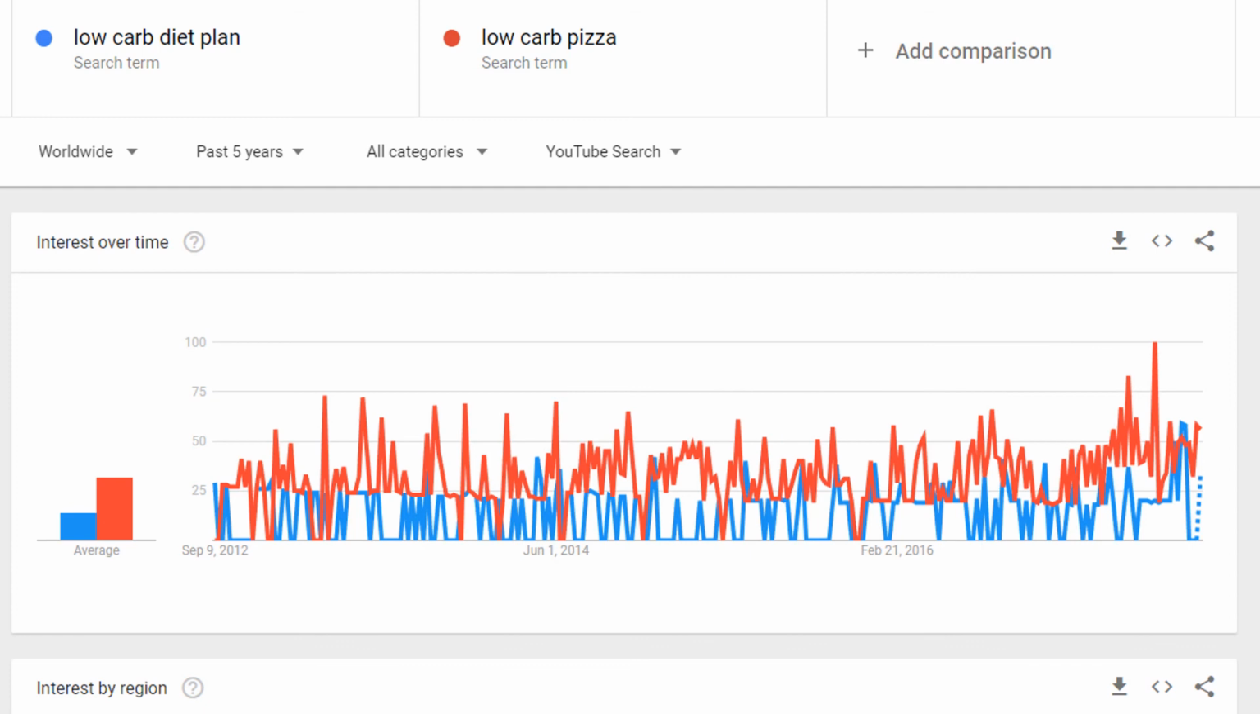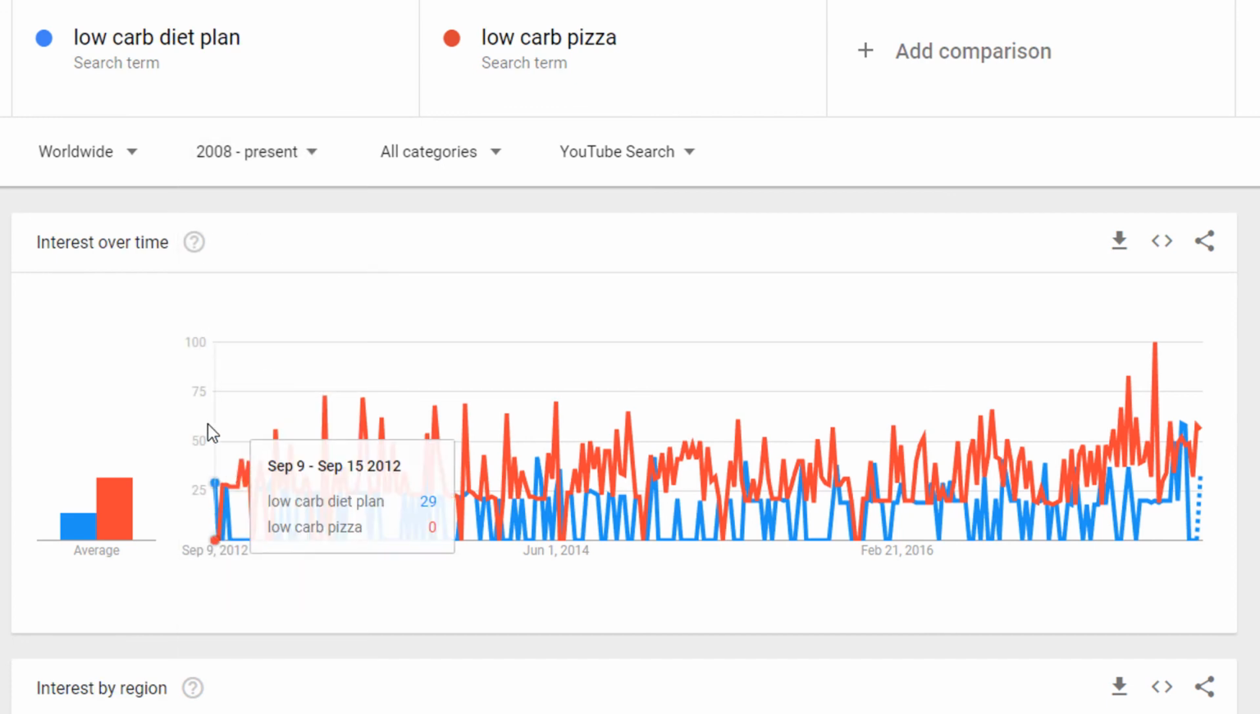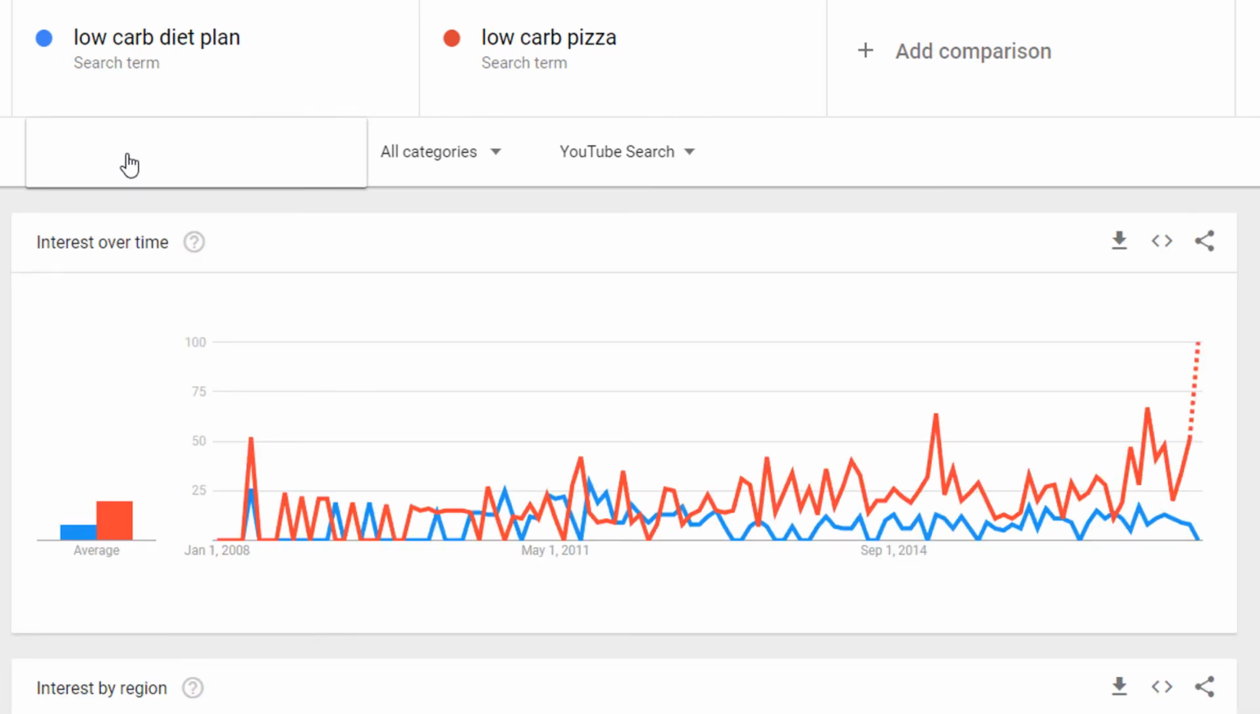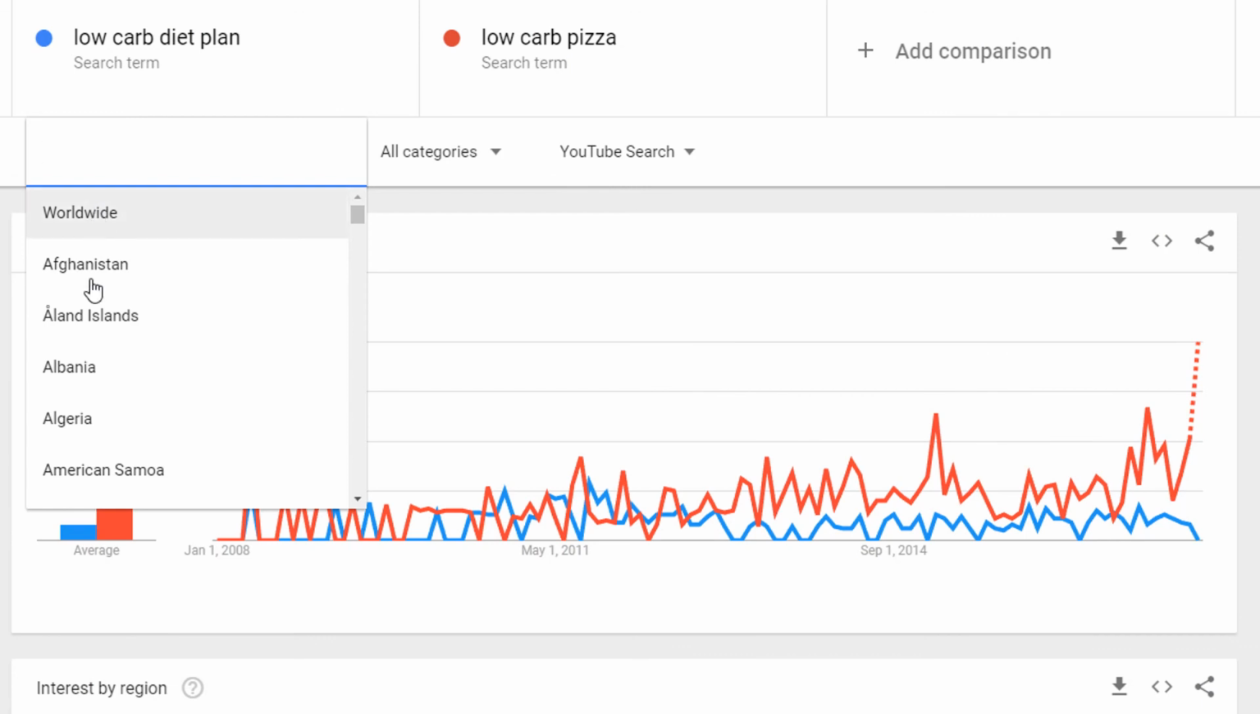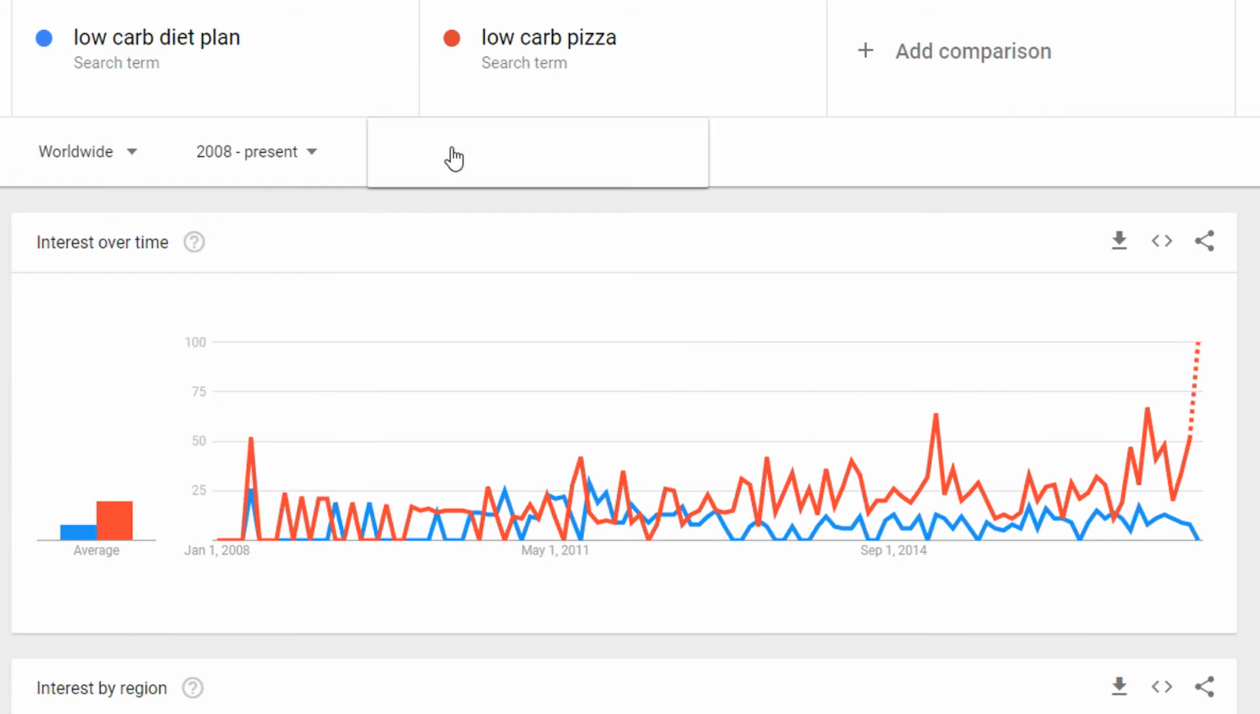So you can see there's a lot of ways that we can use Google Trends, and this final one is we're actually using it very specifically just for YouTube search. And you can see we can go back further than 5 years. We can go back to 2008. Right now we're looking worldwide. We can look for specific countries. We can go to specific categories for the subject. So there's a lot of things that we can use. We can add a third comparison keyword if we wanted to.